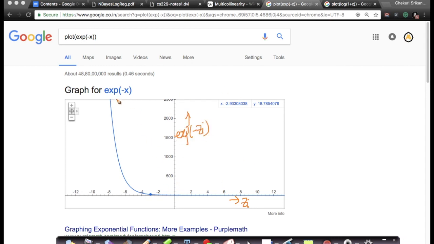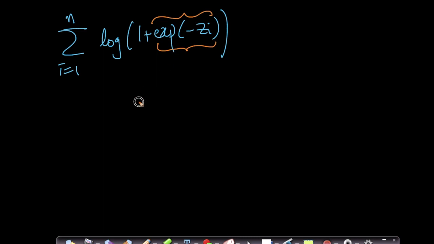It's always positive. For whatever value of zi I take, exp of minus zi is always positive. That's what I wanted to show, because this plot never crosses the x-axis. So the first thing to notice is exp of minus zi is greater than or equal to 0. So this term here is greater than or equal to 0 always for all zi, whether zi is positive or not.